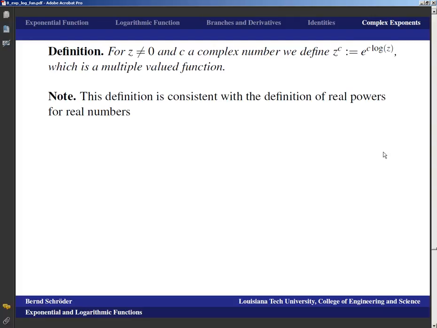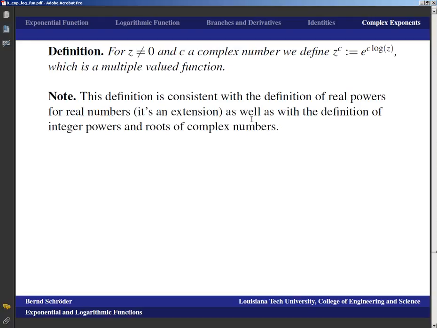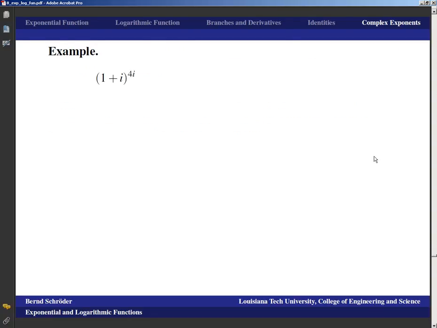So again, it's an extension of something that we know from the real line, and it is also consistent with the definition of integer powers and roots of complex numbers. Now that's something we're not going to talk through all the details, but basically it can be shown that that does work out. Okay, so as an example, let's take 1 plus i to the 4i. Well, that would mean we have to take the logarithm of 1 plus i and stick that into the complex exponential function after we multiply it with 4i, so we get e to the 4i log 1 plus i.